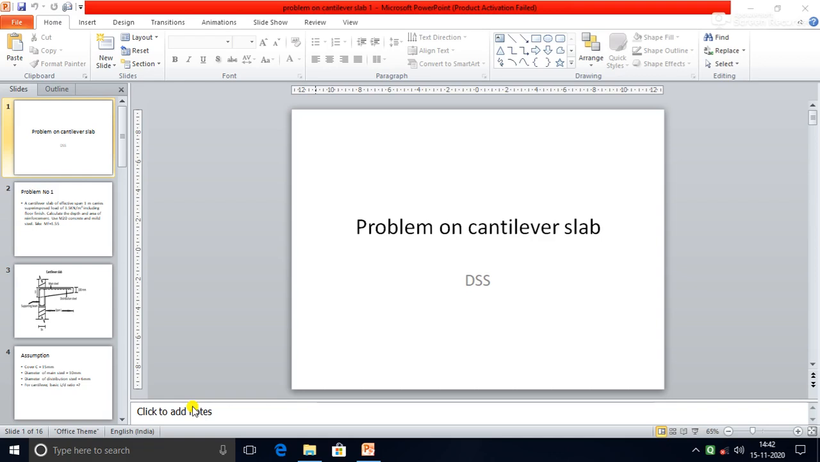Good morning, friends. In the last lecture, we had seen the design of one-way slab. To design means to find the depth required for the slab, and second, the steel required and the spacing of steel bars required. In those problems of design of one-way slab, we have adopted the design steps. The same design steps are adopted for design of cantilever slab. So today we will start with a problem on cantilever slab.